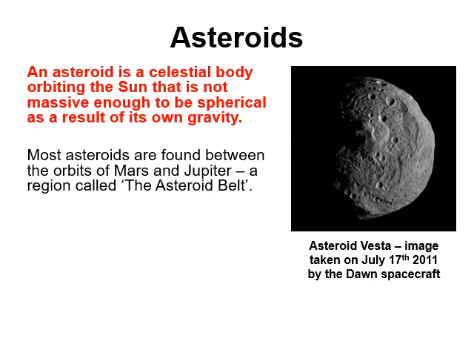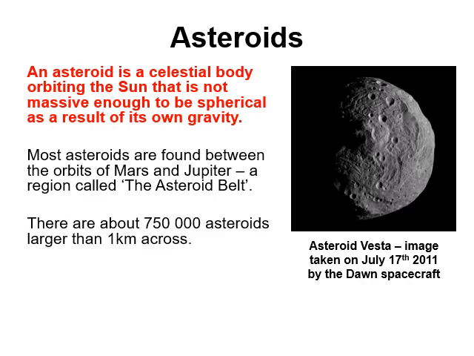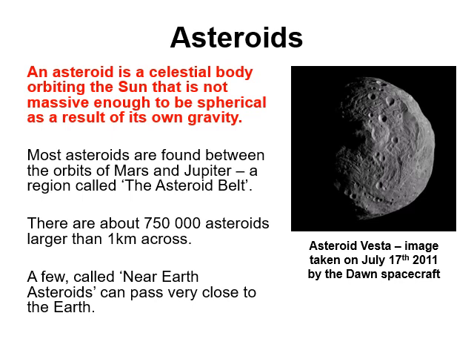Okay, there's an example there of an asteroid called Vesta, which was taken on July 17th, 2011. So there are about 750,000 asteroids larger than 1 kilometer across. And there are also something called near-Earth asteroids, which by their name, because obviously astronomers and cosmologists are very creative, are called this because they are near the Earth. They pass very close to the Earth.